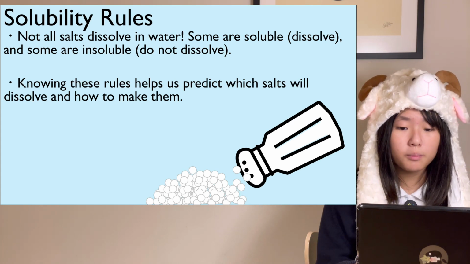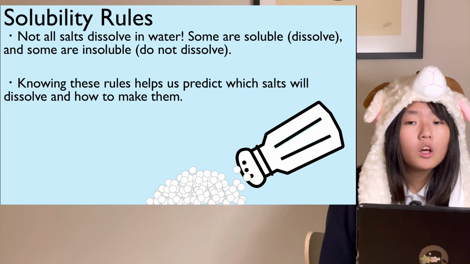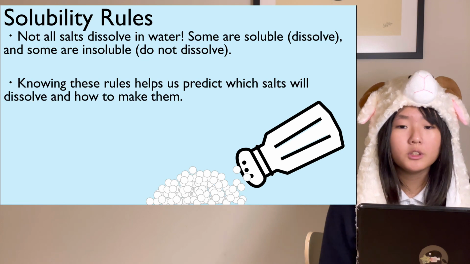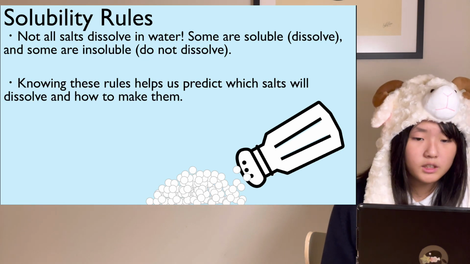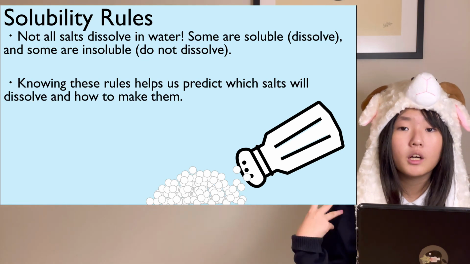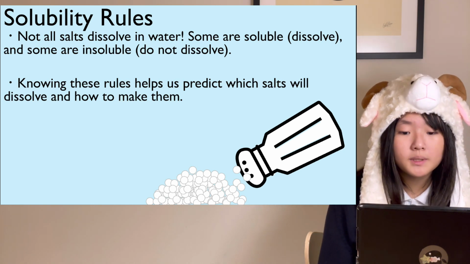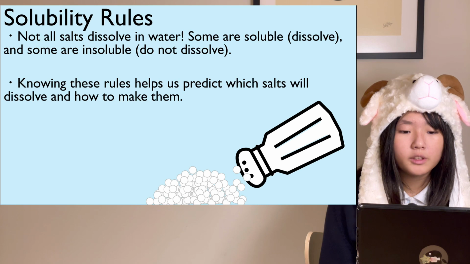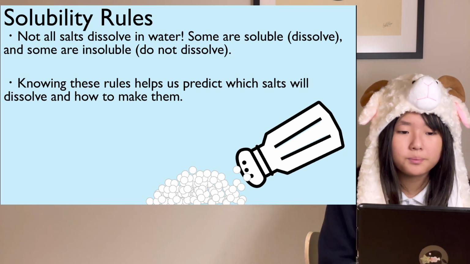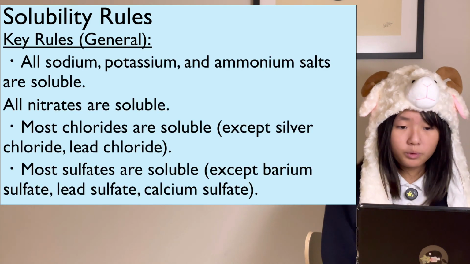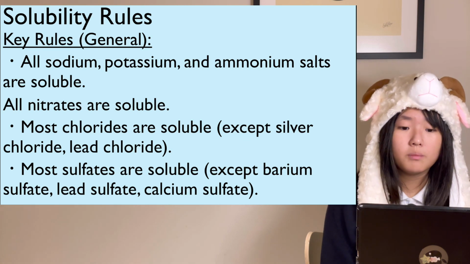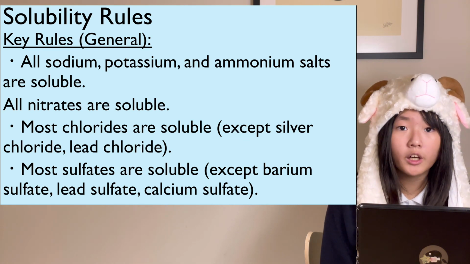The rules for solubility is that not all salts dissolve in water. Some are soluble, which means it dissolves in water, and some are insoluble, which means it does not dissolve. Knowing these rules helps us predict which salts will dissolve and how to make those salts. The key rules to this is all sodium, potassium, and ammonium salts are soluble.